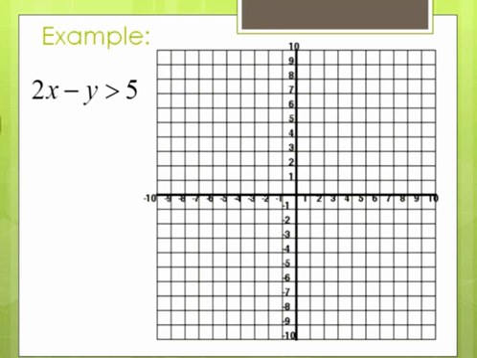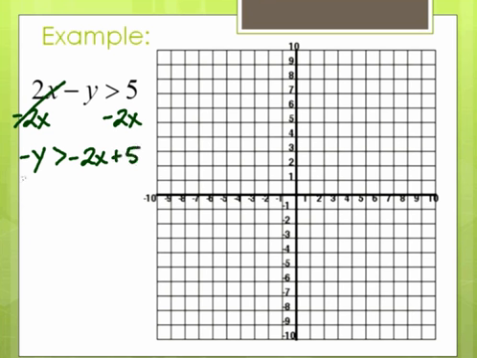Alright, you'll notice this time we have 2x minus y is greater than 5. So you'll see here that this is not in slope-intercept form, so the first thing that we'll need to do here to know how to shade or what kind of a dashed or solid line we're going to have is to solve for y. So we'll start off by subtracting 2x on both sides, leaving us with negative y is greater than negative 2x plus 5.